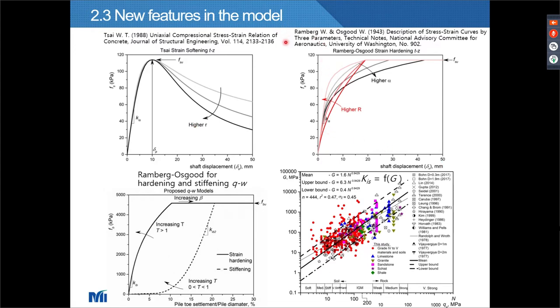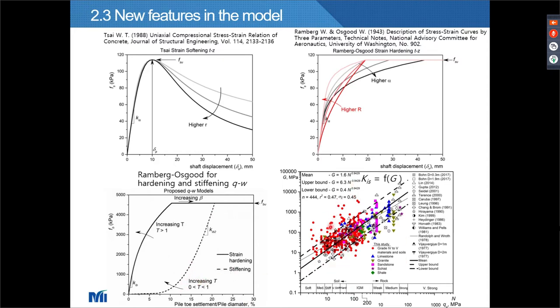The Ramberg-Osgood equation, which was used to model the stress-strain behavior of alloys, was adapted to model the hardening t-z curve. The input parameters are ultimate shaft resistance, the Kis, constant alpha and constant R. Constant R controls the stiffness before the peak, and the shaft displacement can be modeled by adjusting the constant alpha. Using the same equations, I mean the Ramberg-Osgood equations, we can model the hardening and stiffening q-w curve by just changing the constant T.